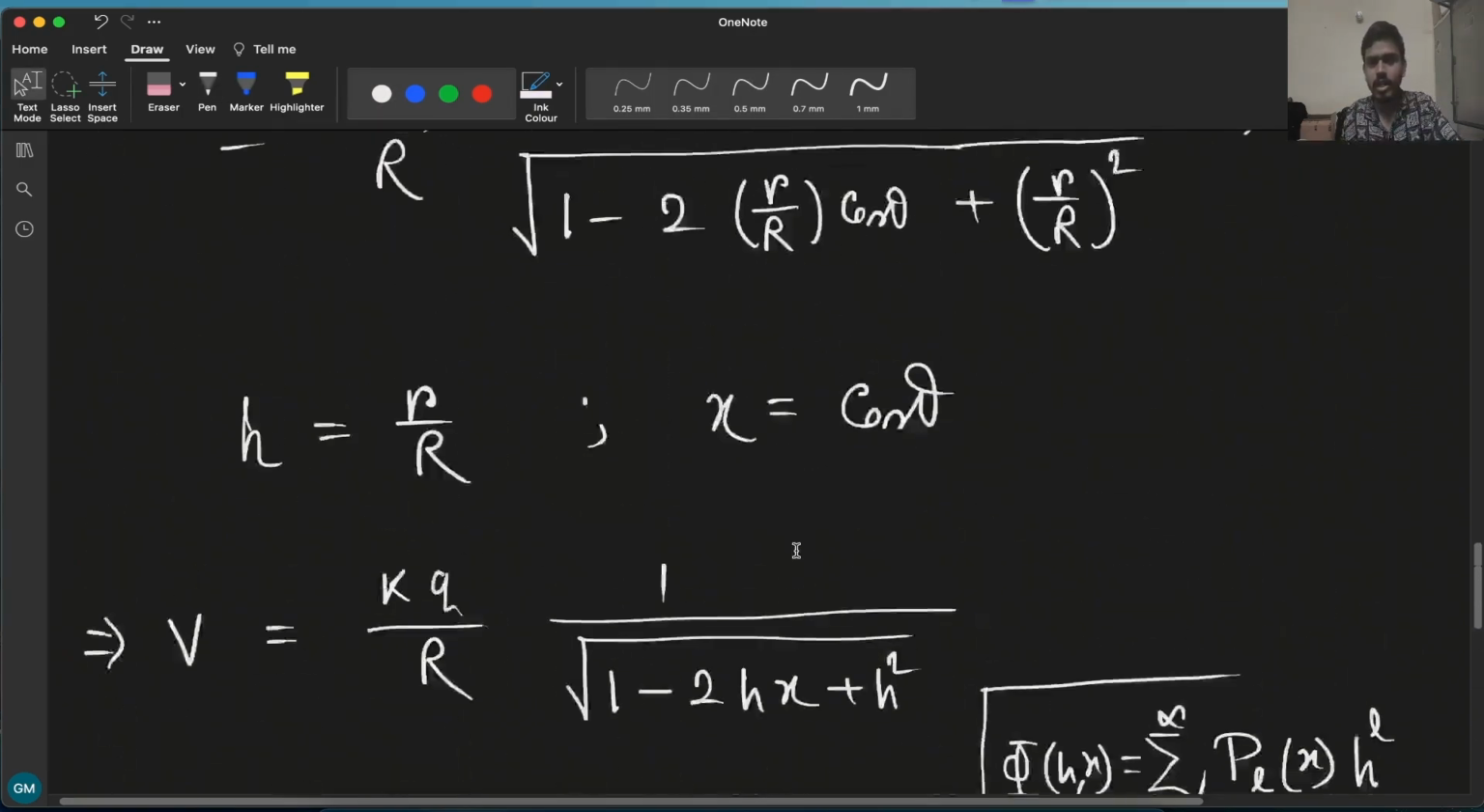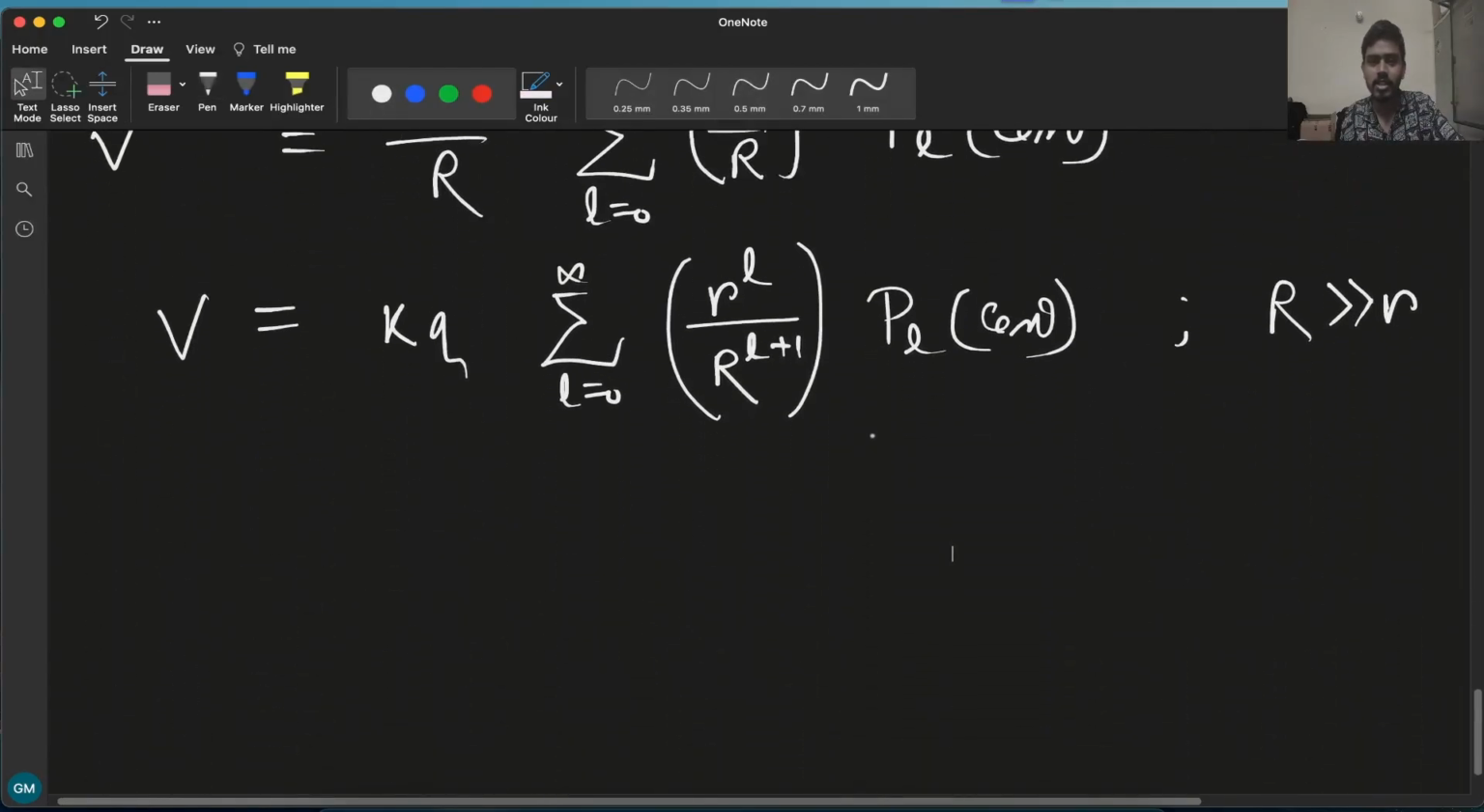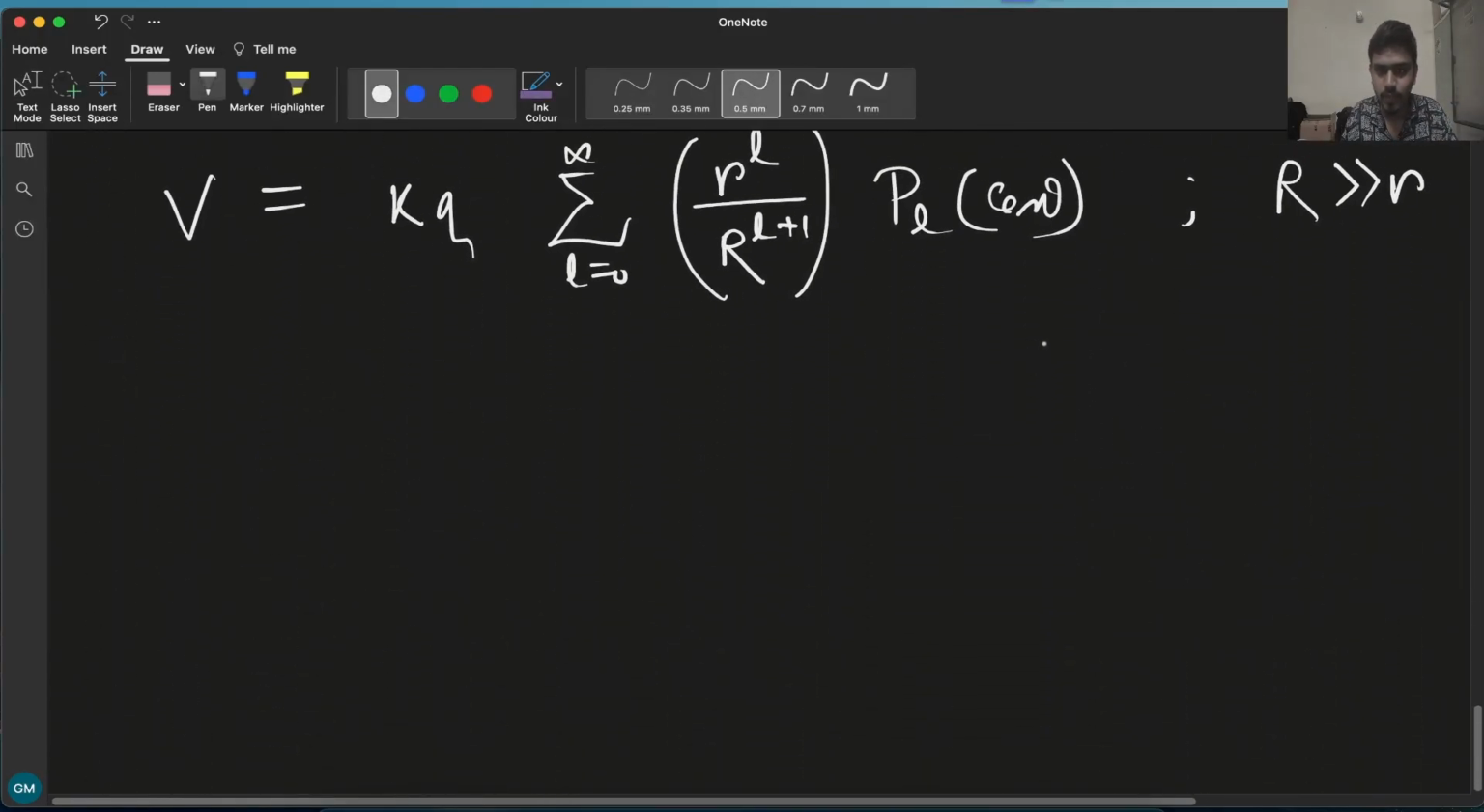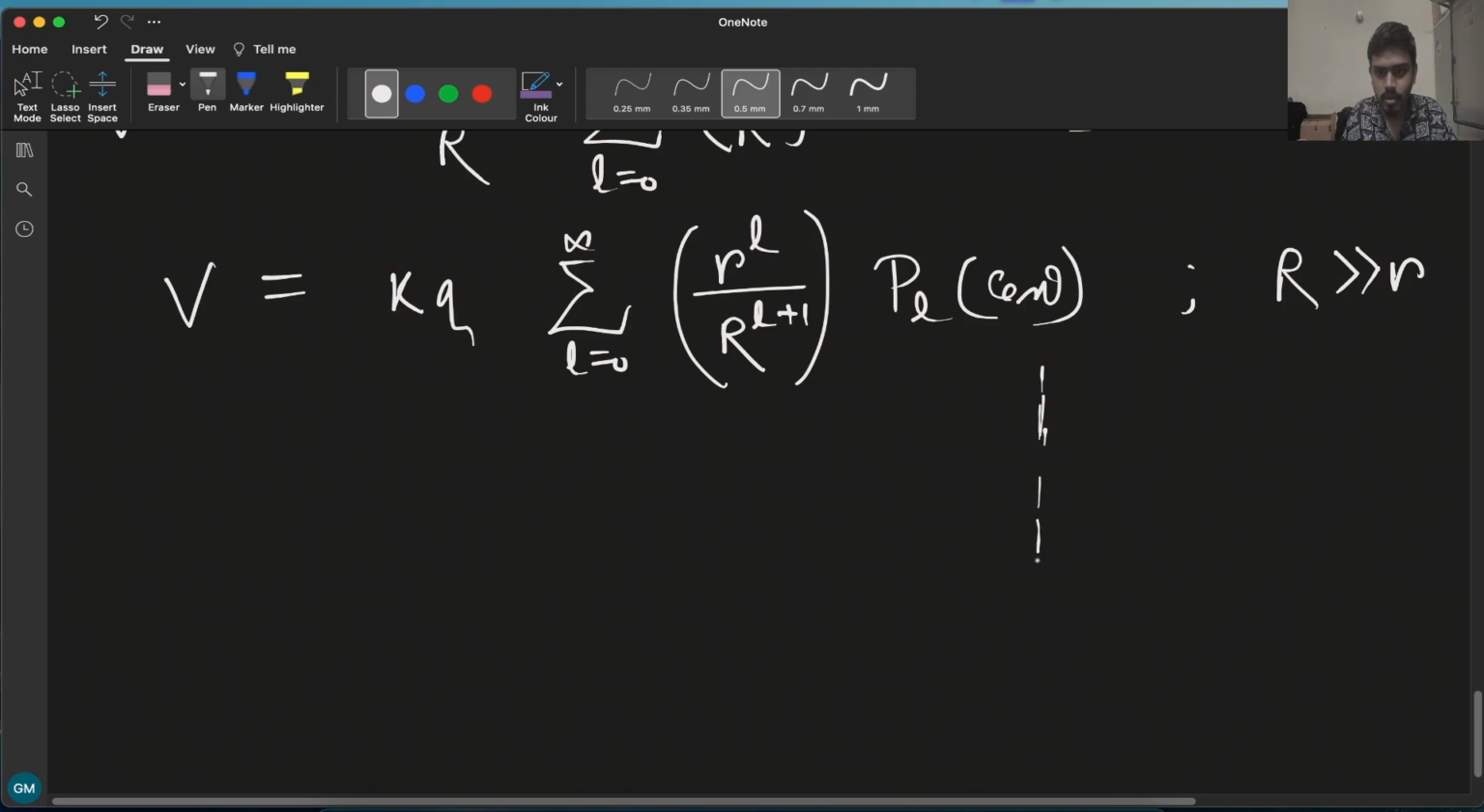Here I have considered a single charge. Let's say this is our coordinate system, this is our origin, and there is a single charge, and far away we want to measure the effect of that charge, and this is our small r. This is a single charge.